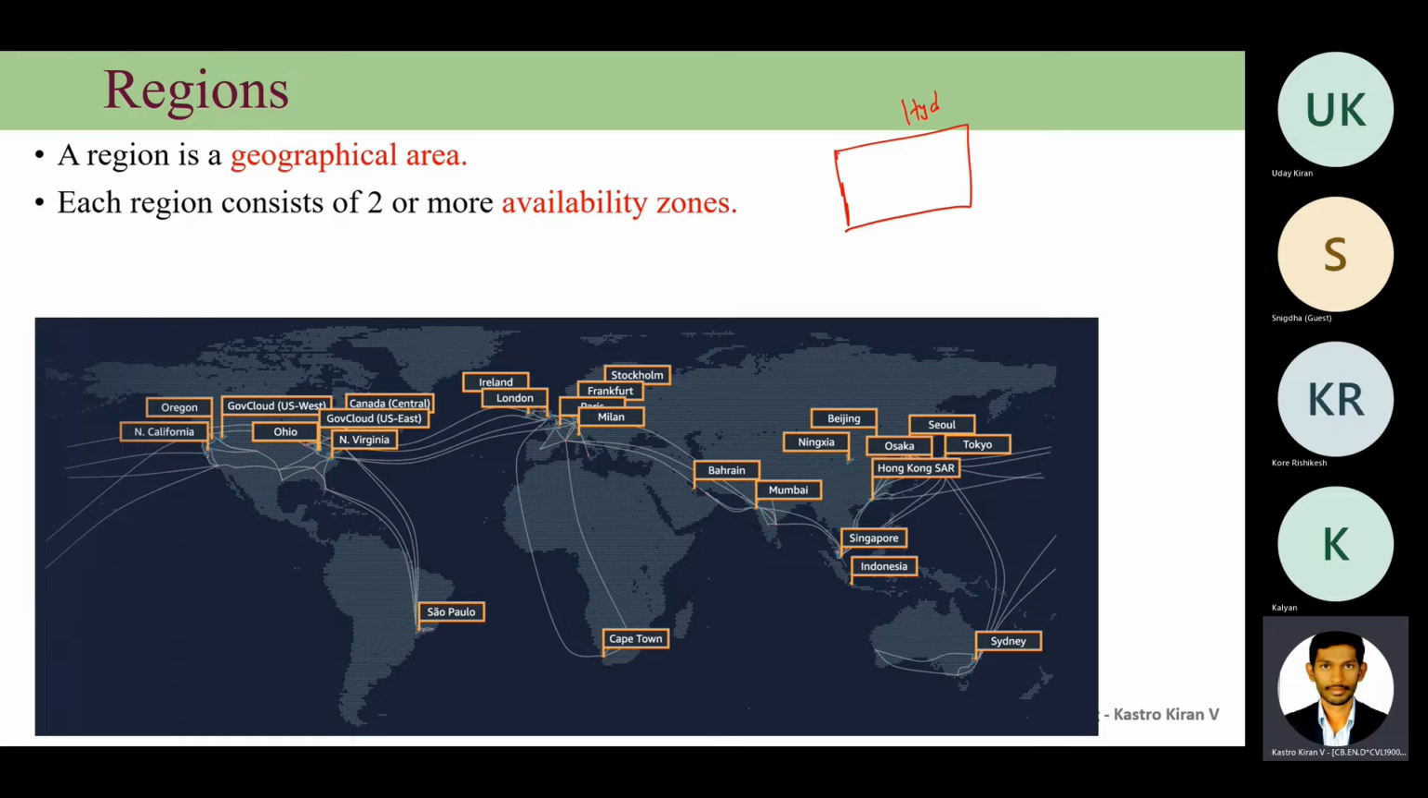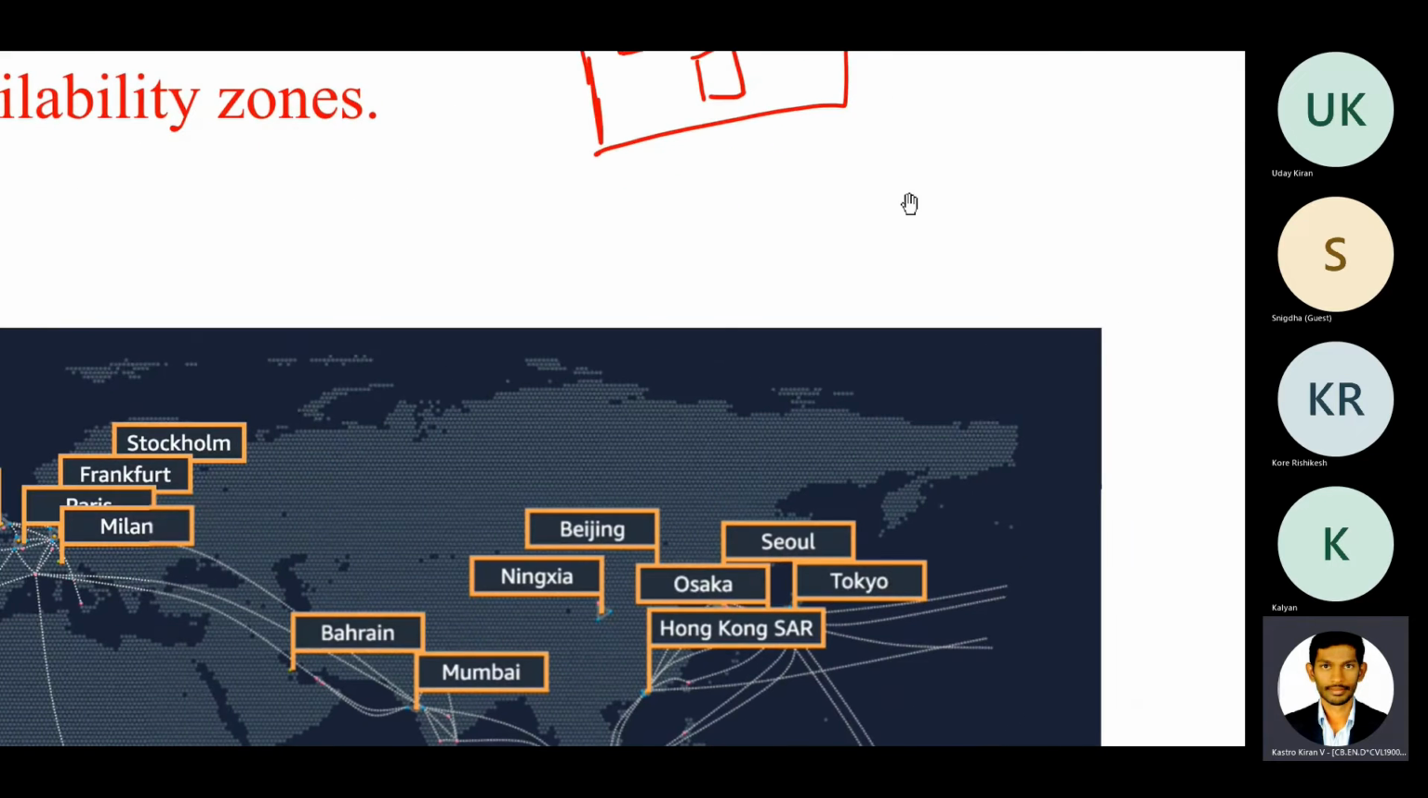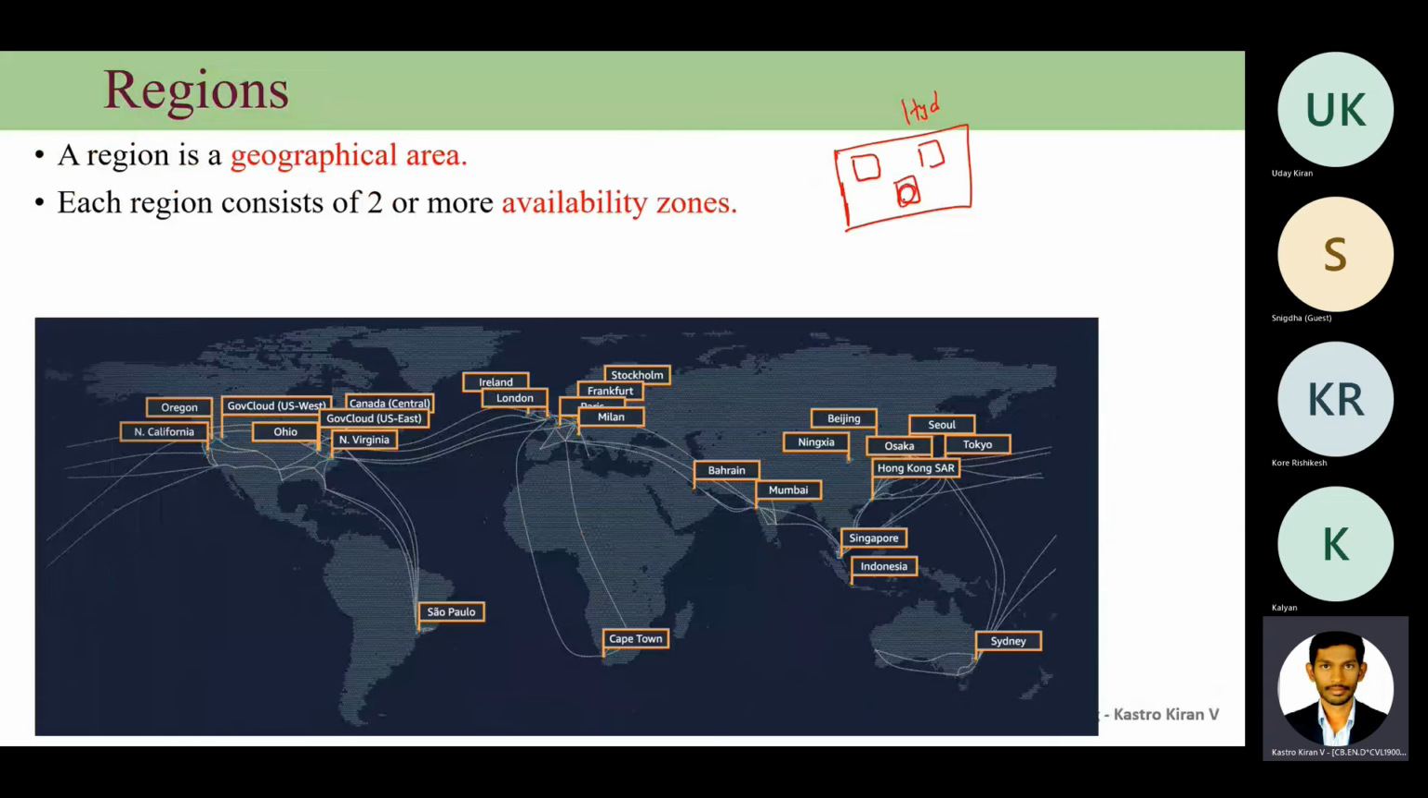So the specific location is called an availability zone. In any region, we have at least two availability zones. AWS maintains its infrastructure in these availability zones only.